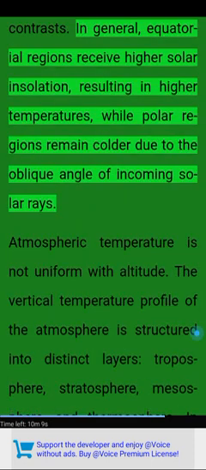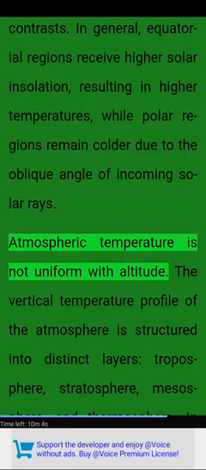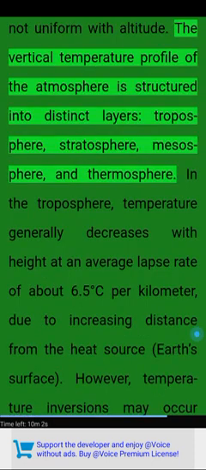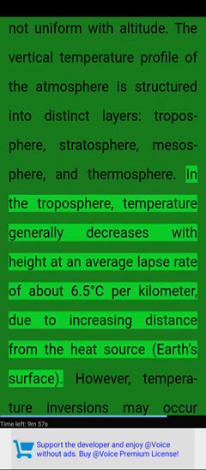In general, equatorial regions receive higher solar insolation, resulting in higher temperatures, while polar regions remain colder due to the oblique angle of incoming solar rays. Atmospheric temperature is not uniform with altitude. The vertical temperature profile of the atmosphere is structured into distinct layers: troposphere, stratosphere, mesosphere, and thermosphere. In the troposphere, temperature generally decreases with height at an average lapse rate of about 6.5 degrees Celsius per kilometer, due to increasing distance from the heat source, Earth's surface.